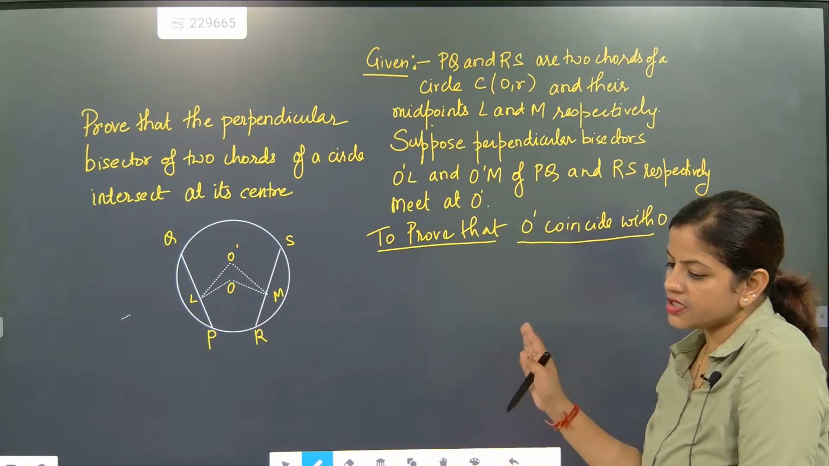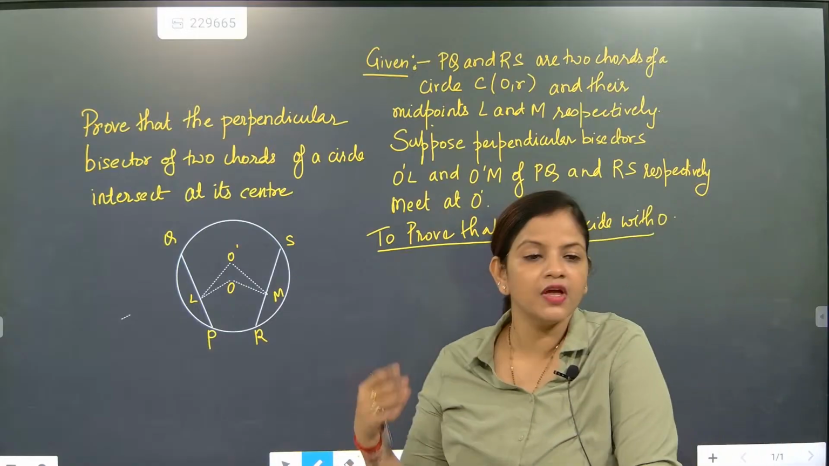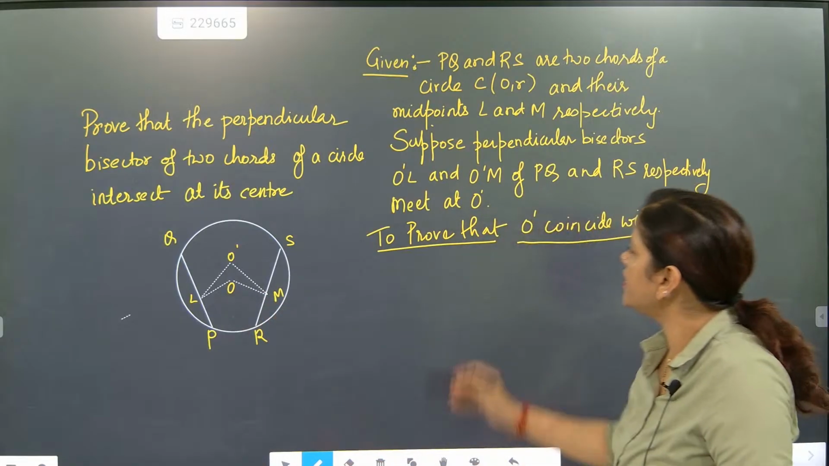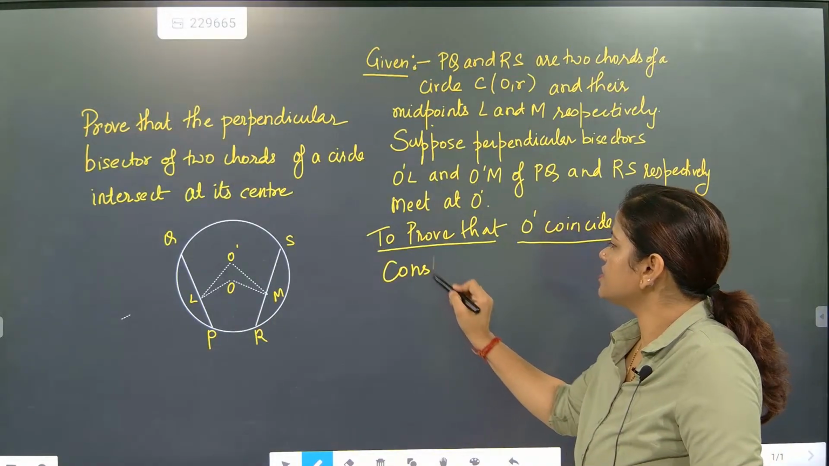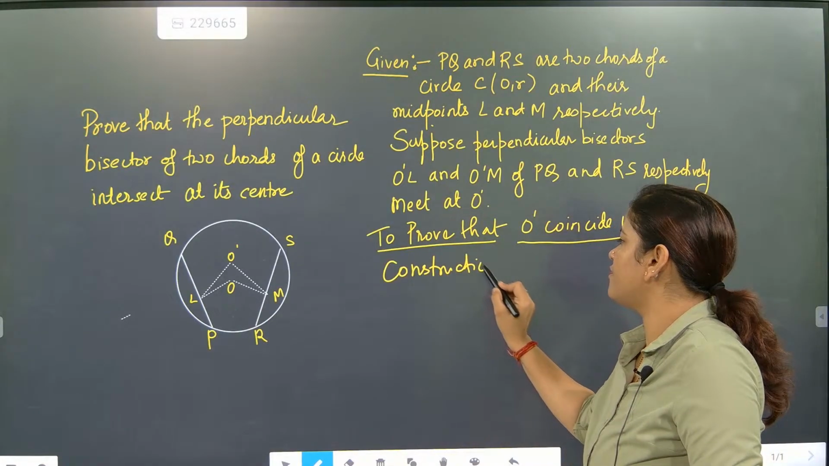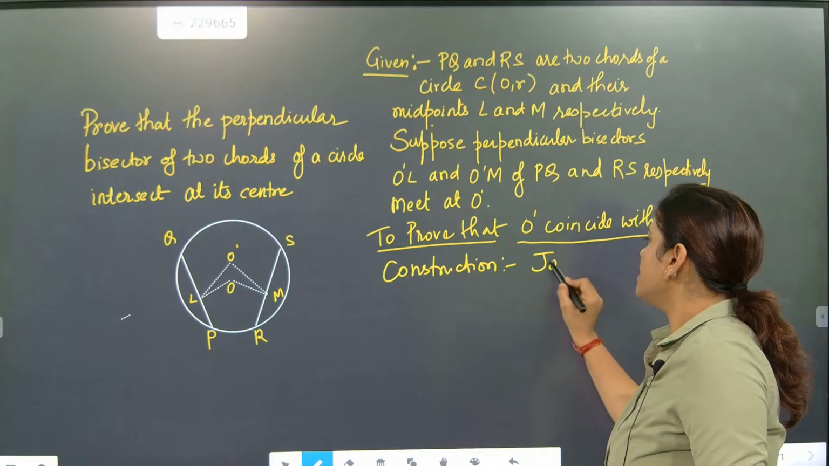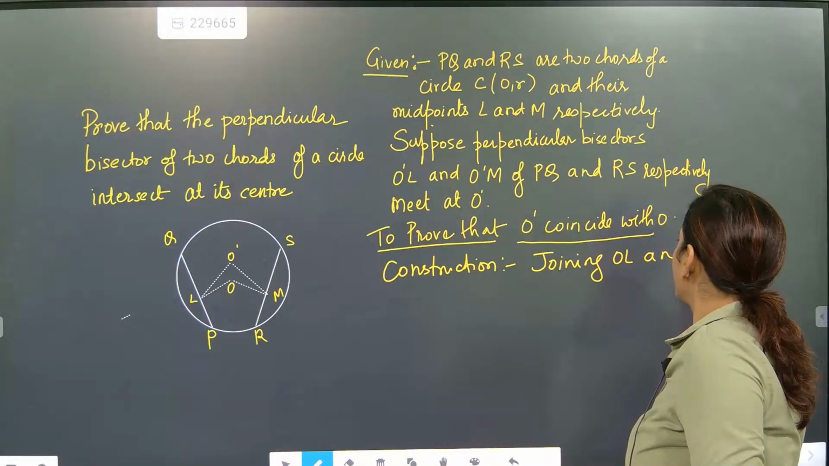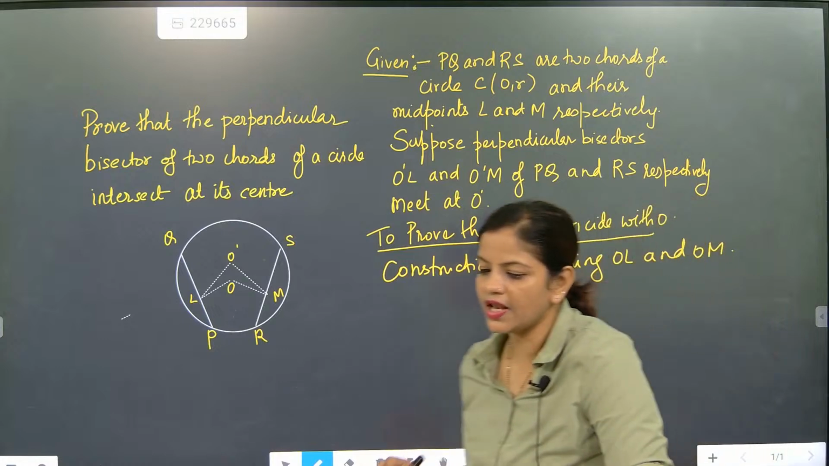Now the construction we have already done, so we just have to join OL and OM. In the construction section we will write: construction. This is a very important question. Please do everything I am writing. Joining, dotted line means joining OL and OM.